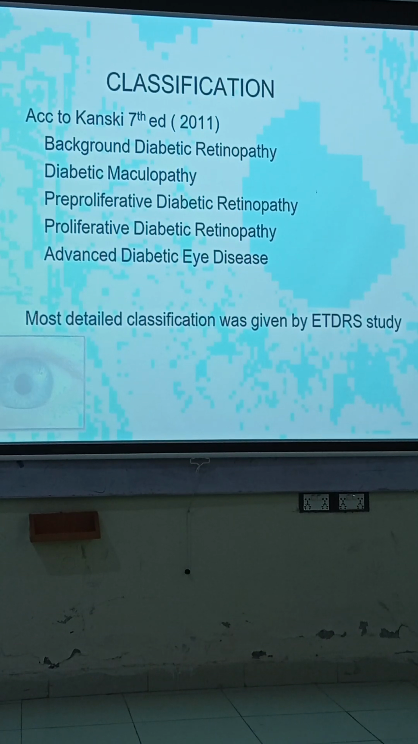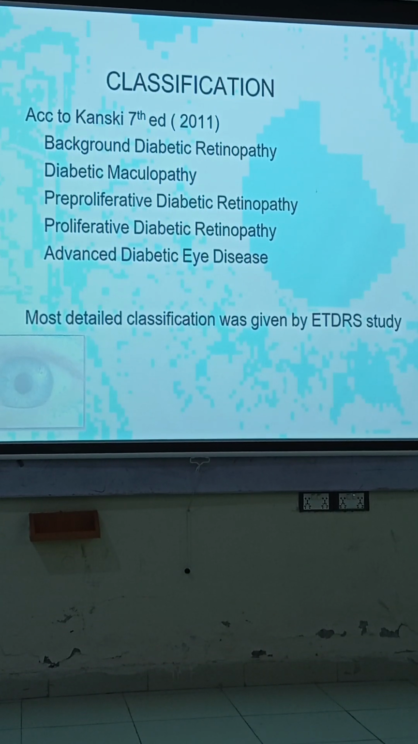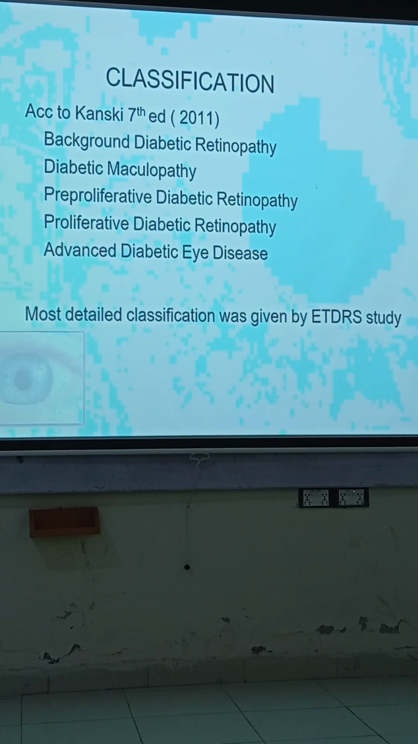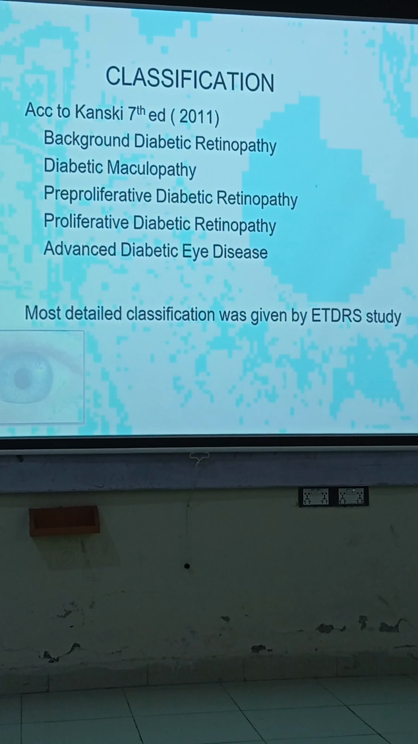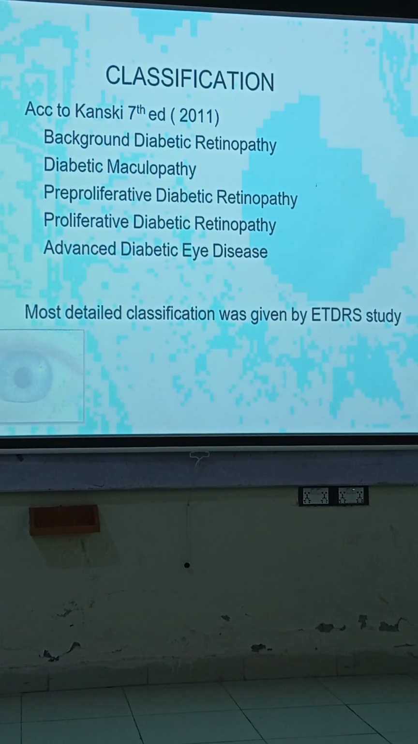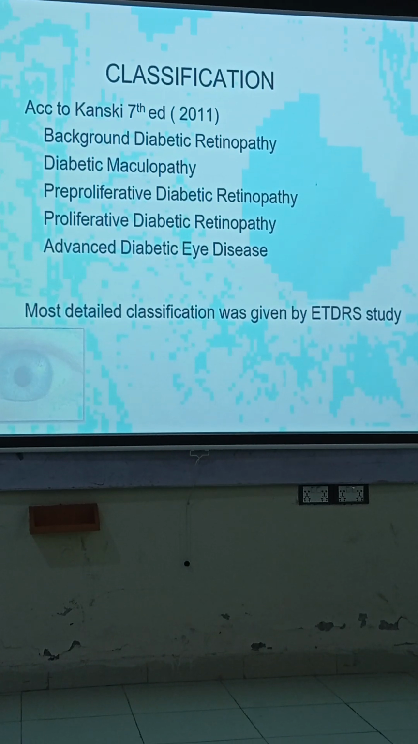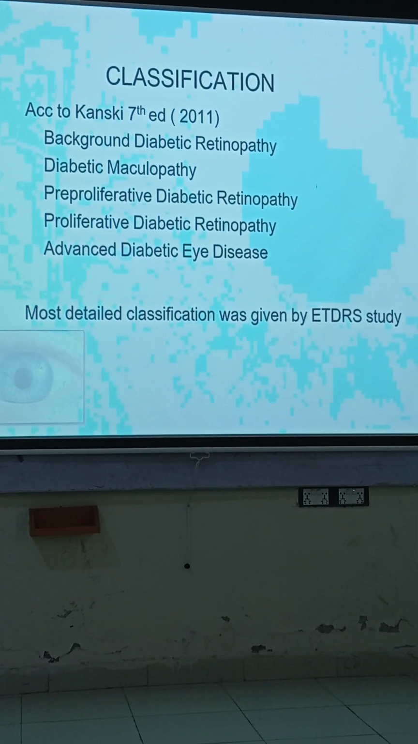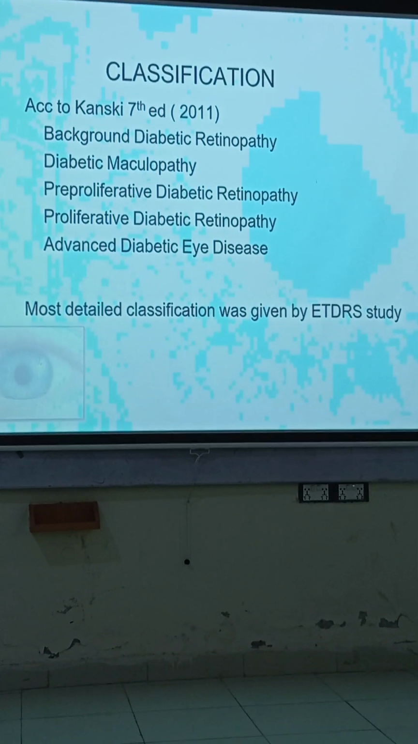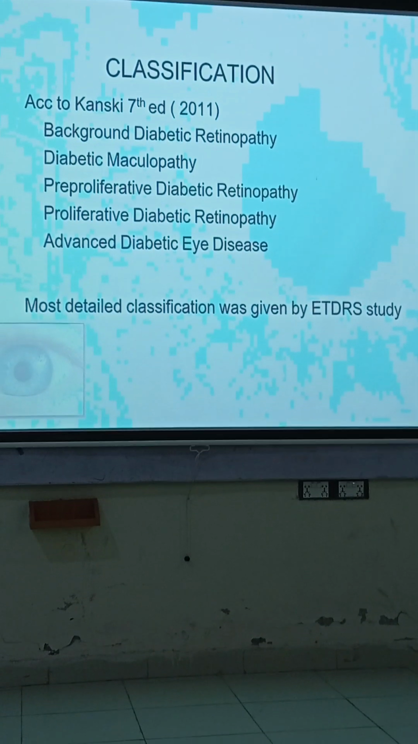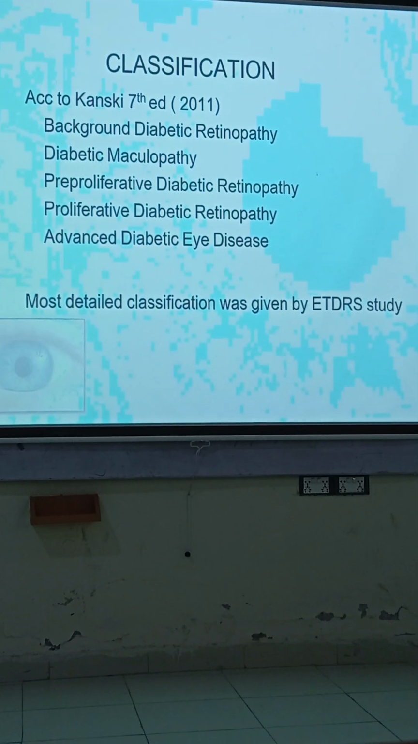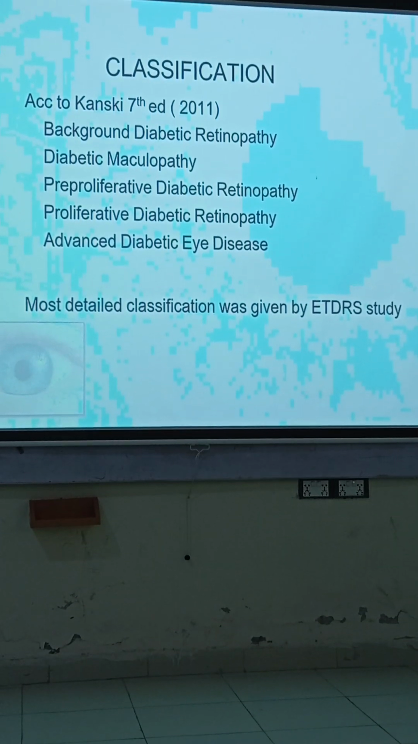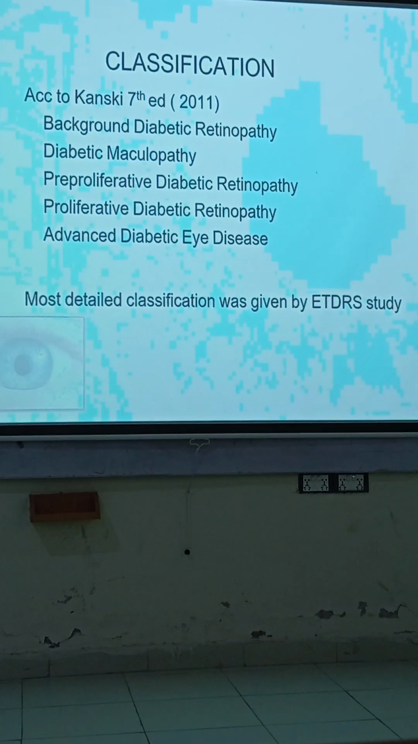Number one, ischemia. Number two, leakage. Remember the take-home message of all the slides on the pathogenesis of diabetic retinopathy is to interact with these two words only, ischemia and leakage.